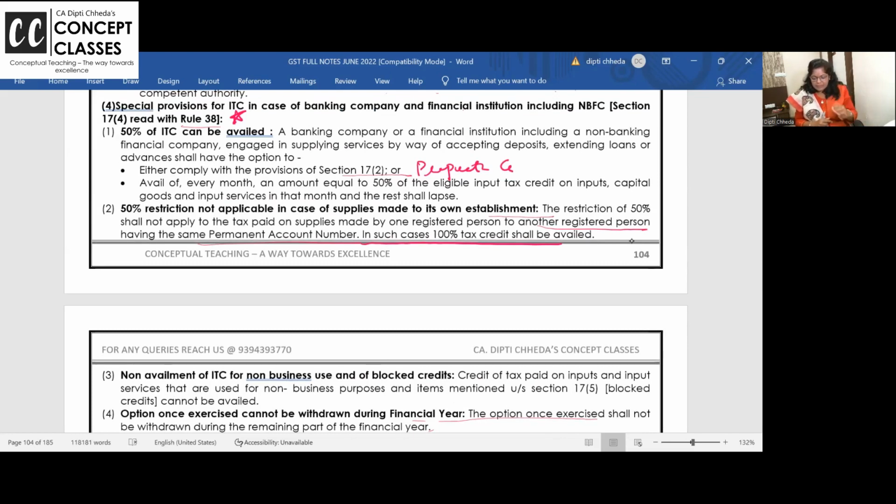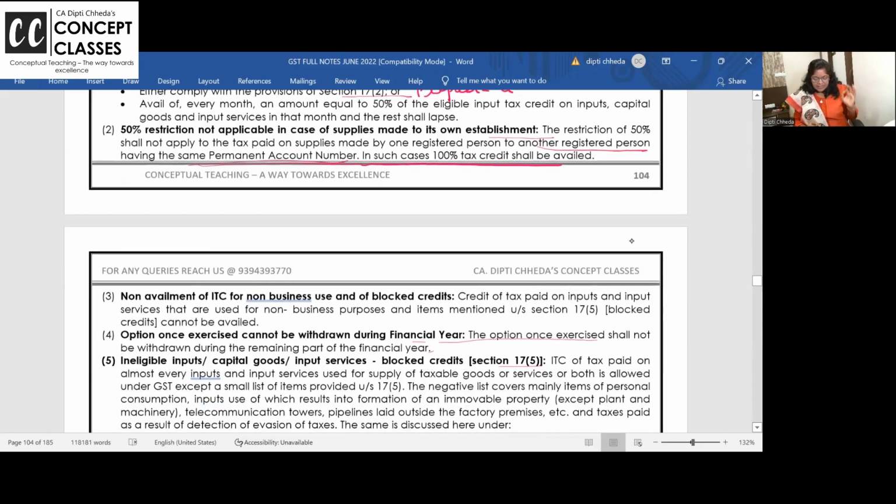हाँ, जो दूसरे establishment से आ रहा है, another registered person having the same PAN, we call it distinct entity, 100%. ITC on non-business used and blocked credit you cannot take at all. You can't take the credit on the non-business purpose, and block credit जो 17.5 है उसको भी applicable है. Option once exercised cannot change. ठीक है?